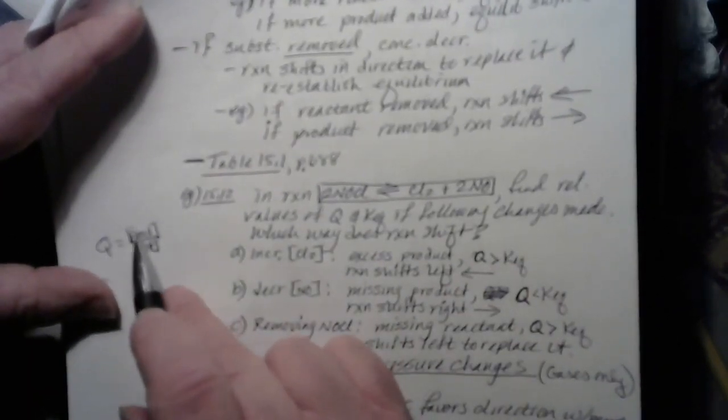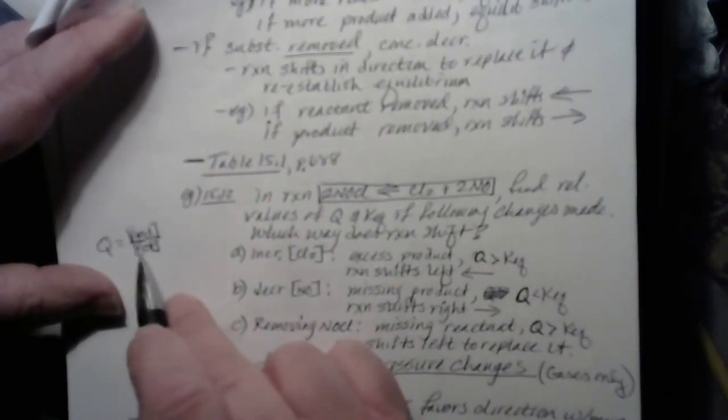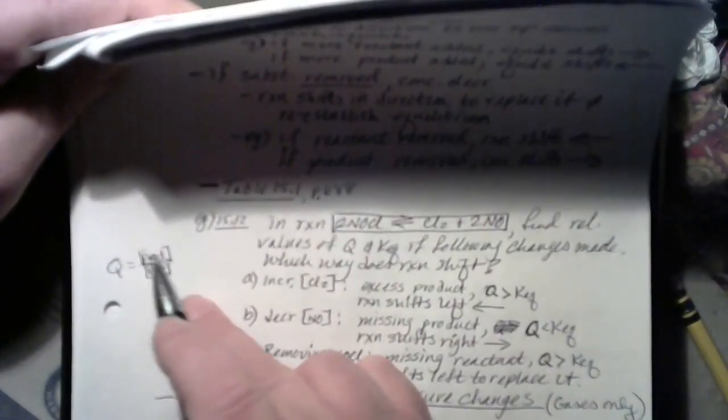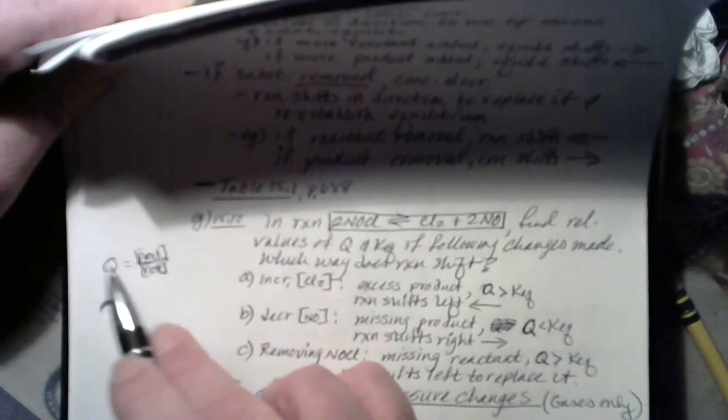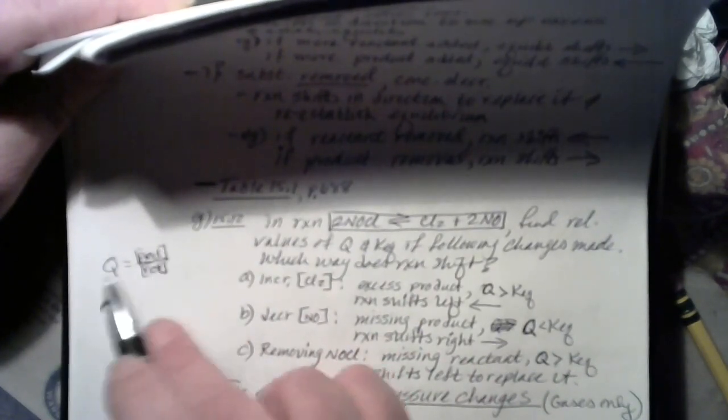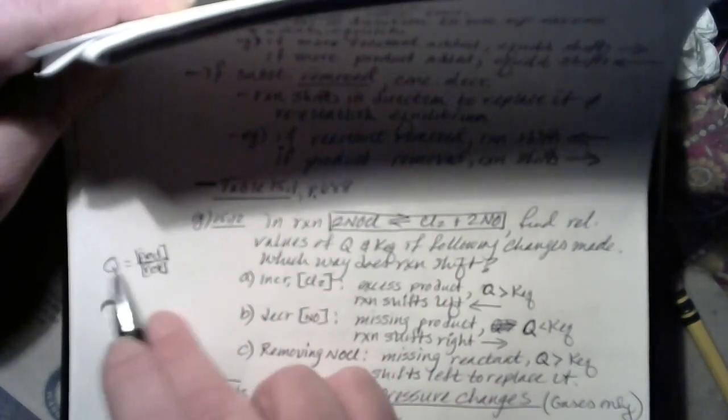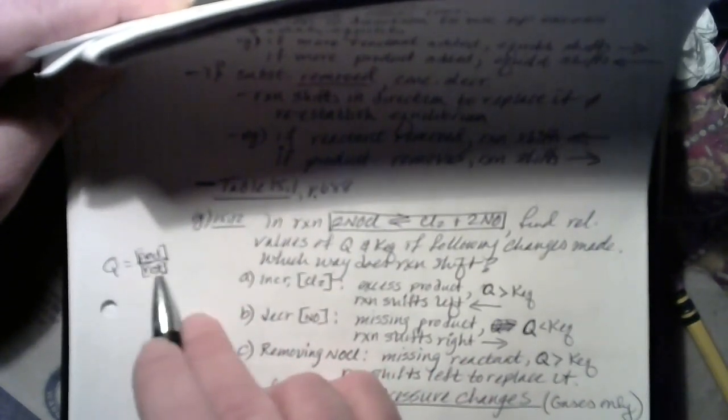I didn't mention the reaction quotient before, but the reaction quotient, of course, is the concentration of the products over the concentration of the reactants, using whatever concentrations you happen to have at the moment. And so anything that increases products will increase Q. Anything that decreases products decreases Q. Anything that increases reactants decreases Q because reactants are in the denominator. Anything that decreases reactants will increase Q.